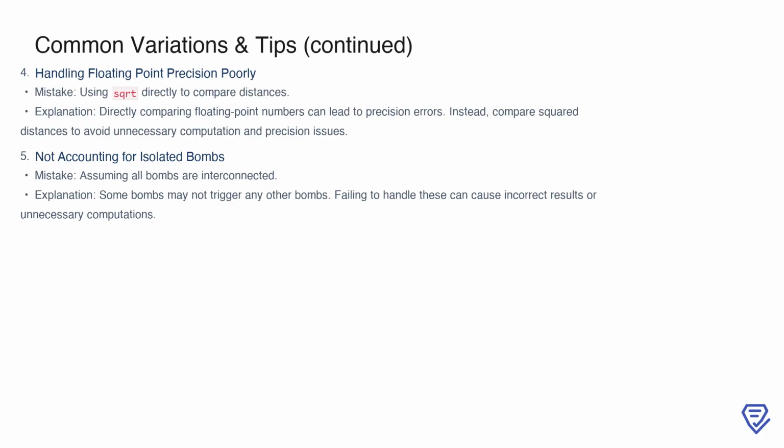Additionally, some solutions fail to account for isolated bombs, those that do not trigger any other bombs. Assuming all bombs are interconnected can lead to incorrect results or unnecessary computations. It's important to explicitly handle these isolated cases, ensuring that the solution remains accurate and efficient even in edge scenarios.